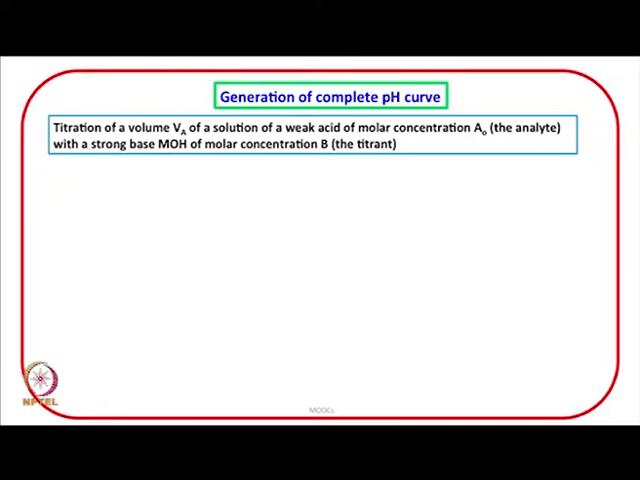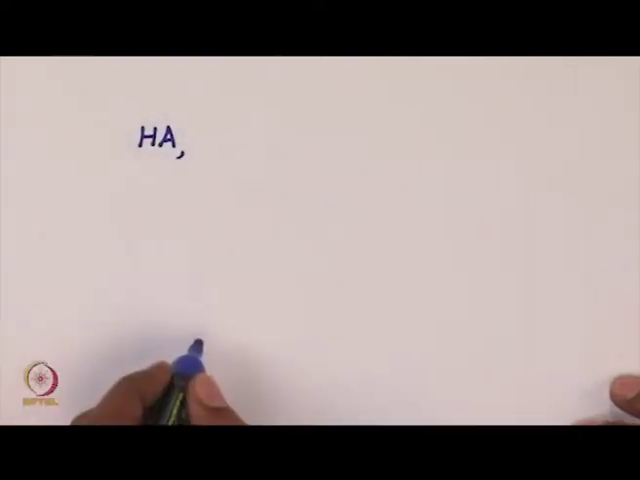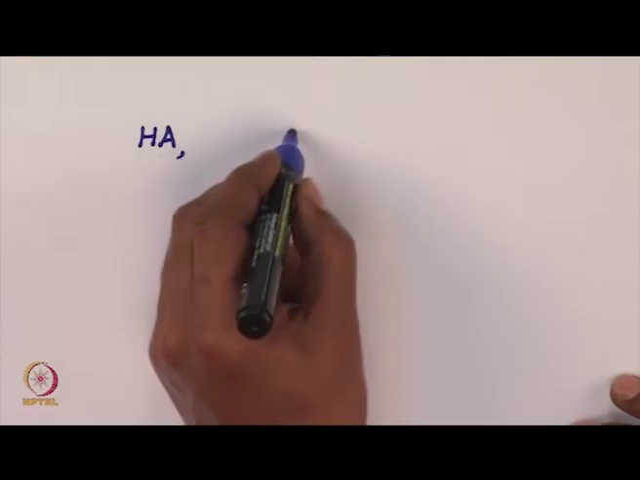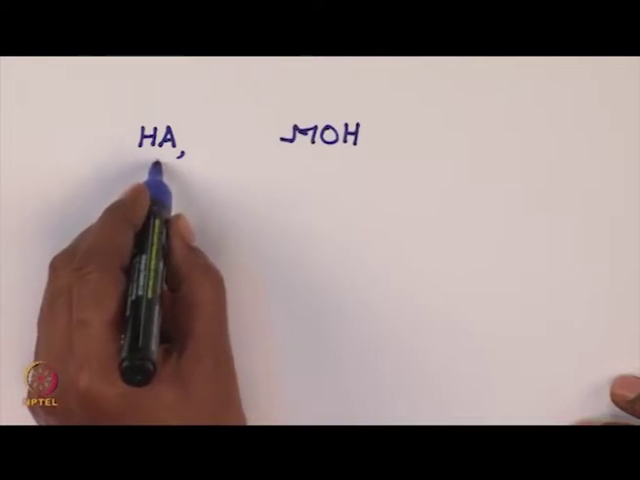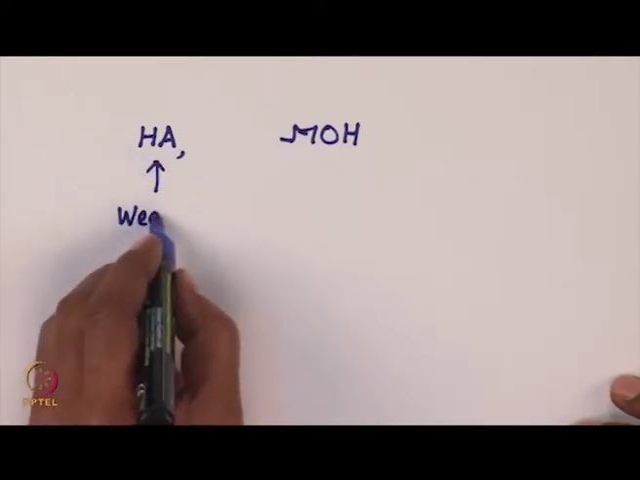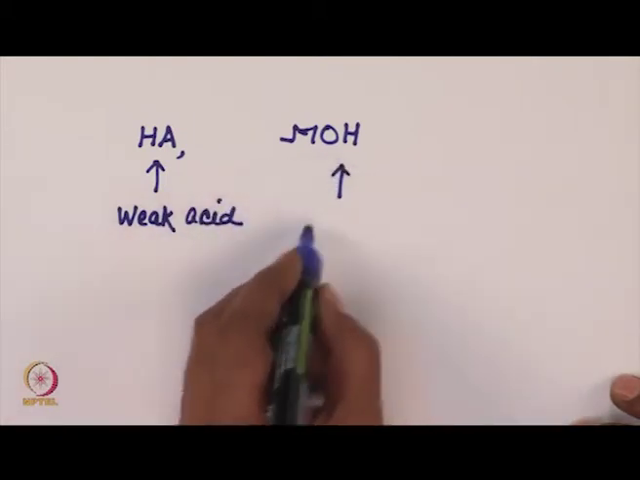So, obviously, we are talking about an acid. What is the acid? Let us represent acid by HA. This is our weak acid. And strong base we are representing by MOH. This is weak acid and this is strong base.